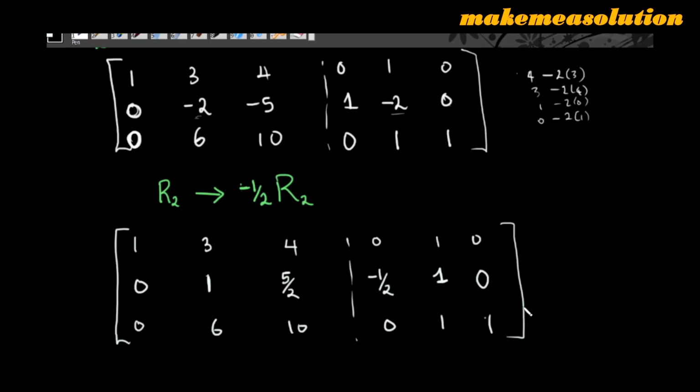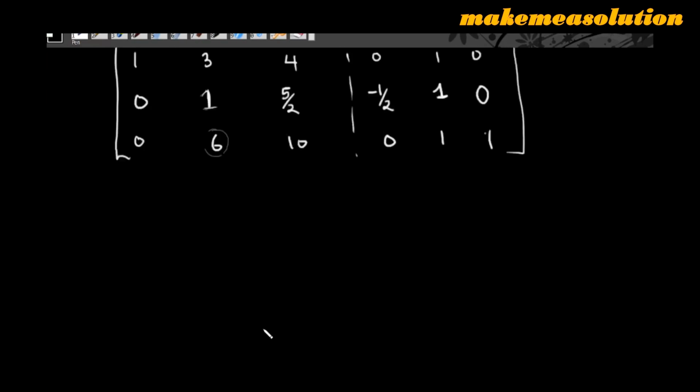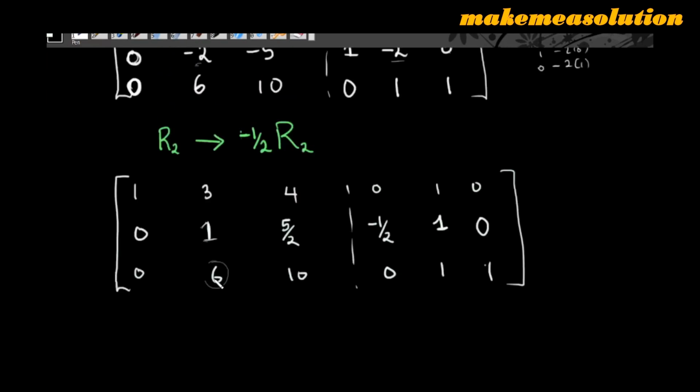So what's next? Now that you've converted this one to 1, you need to convert this one to 0. Remember, all elements under the leading ones should be converted to 0. So how do we convert this particular element to 0? You can see that the dimensions of row 2 and row 3 are now the same.